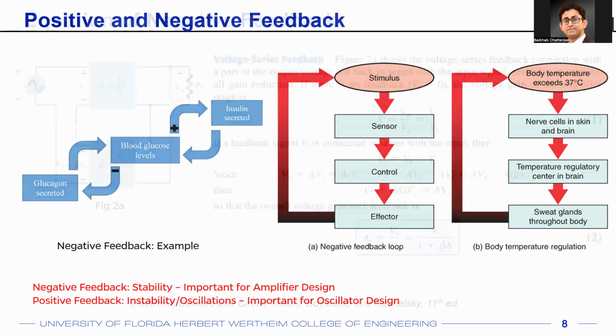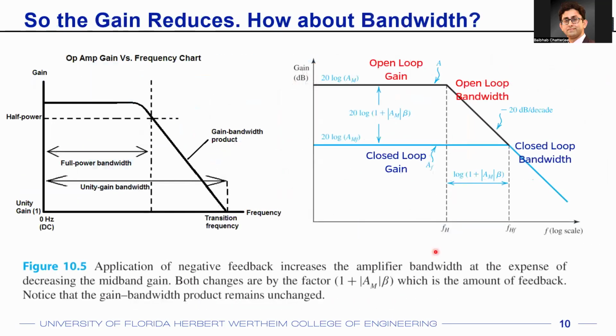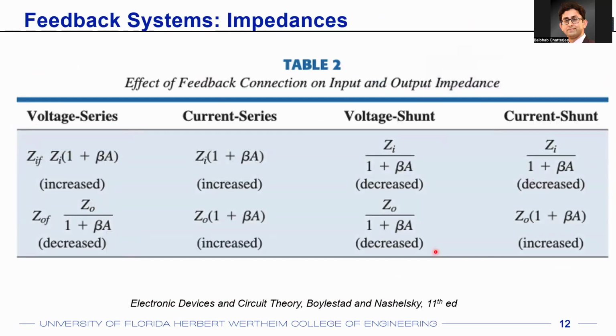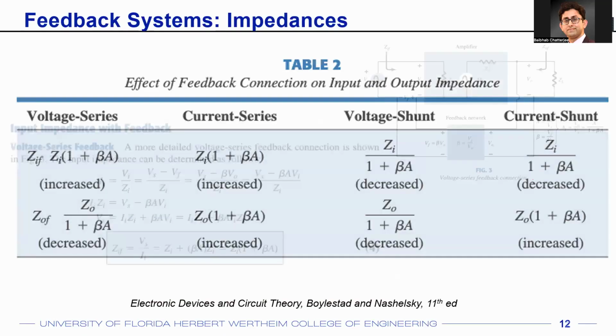So there are 4 types of feedback possible. And depending on those 4 types of feedback, your output and input impedances will also change. Now, what is meant by output and input impedances? That is the Thevenin equivalent output impedance or the Thevenin equivalent input impedance to your black box, which is the circuit.